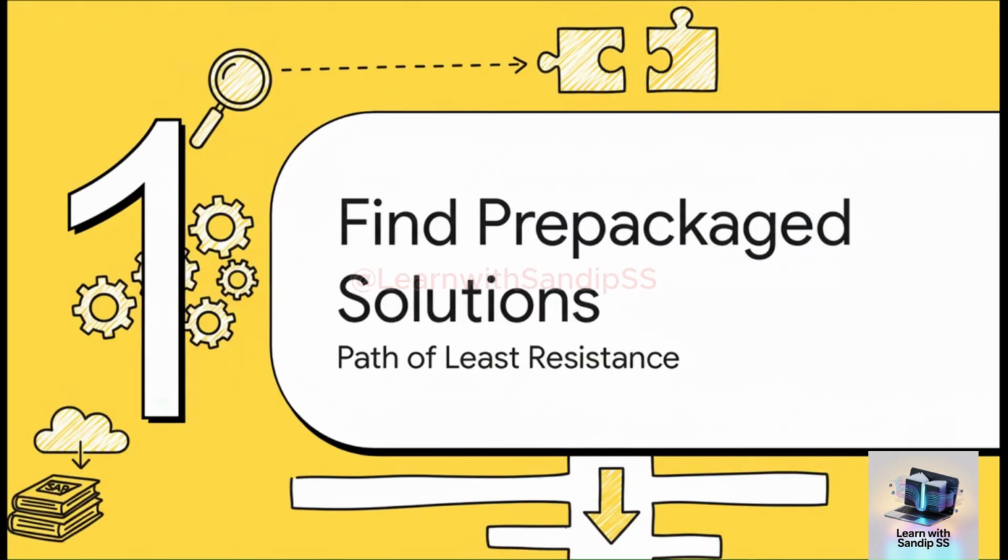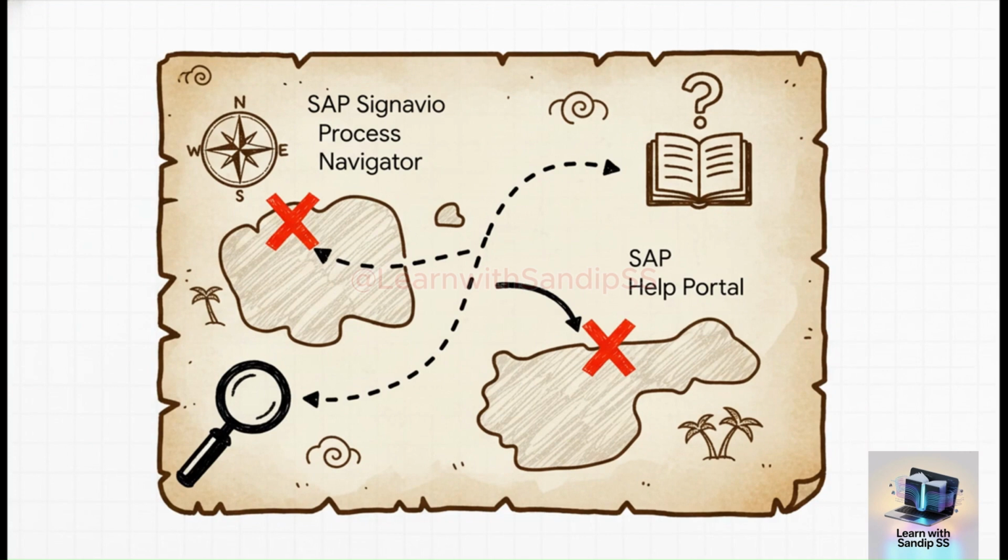Okay, rule number 1, and this is a big one. Your first move always should be to see if SAP has already done the heavy lifting for you. Before you even think about custom code, you've got to master the art of finding existing, pre-built solutions. And when you're hunting for this treasure, there are 2 spots on the map marked with a giant X. First is the SAP Signavio Process Navigator. You're going to want to search it for any best practices that have integration in the title.